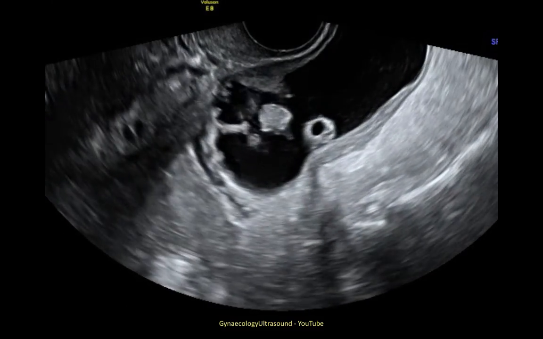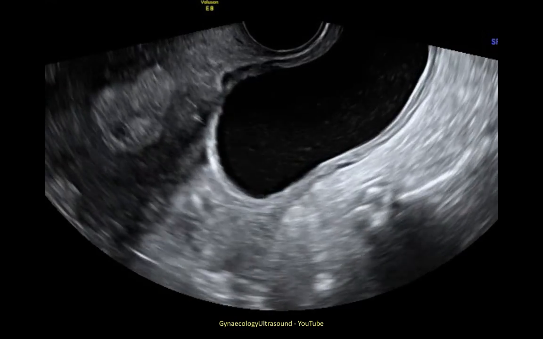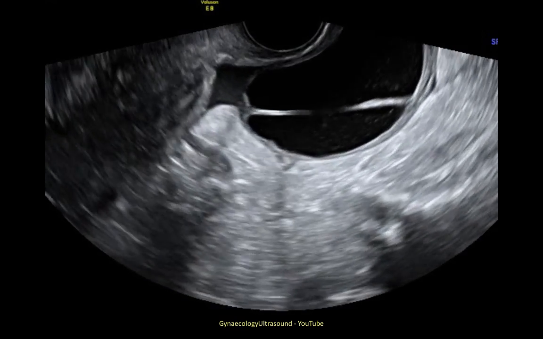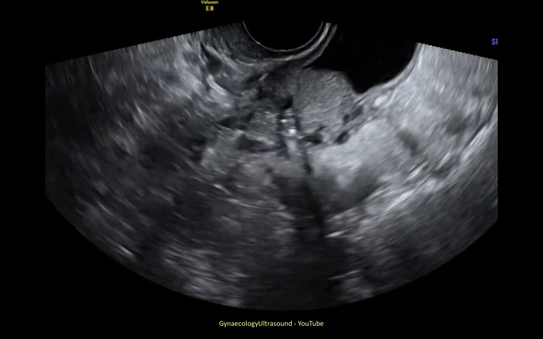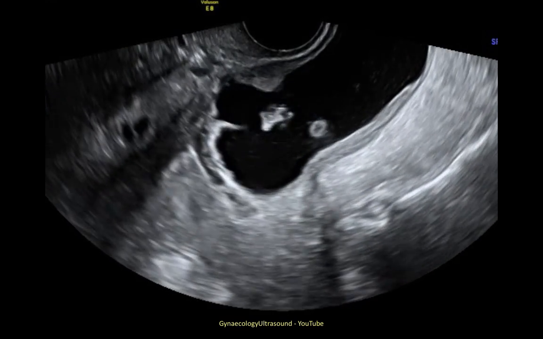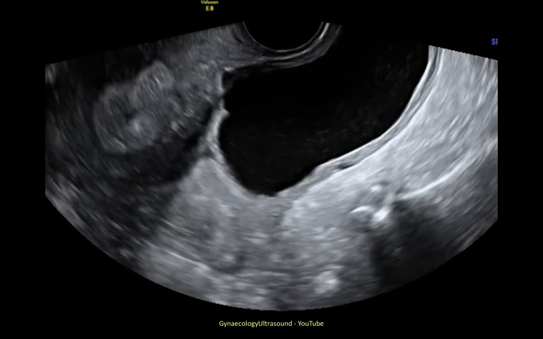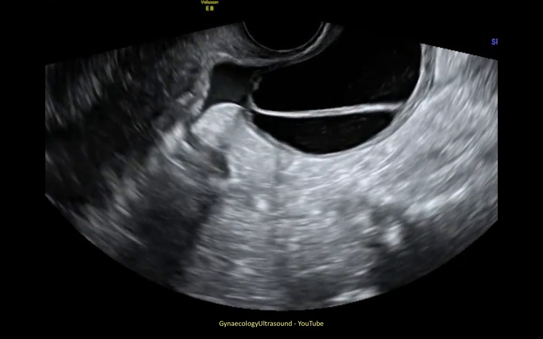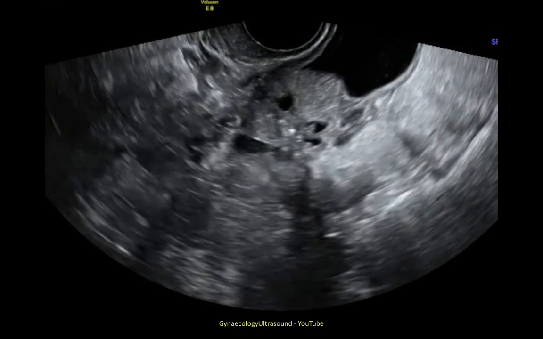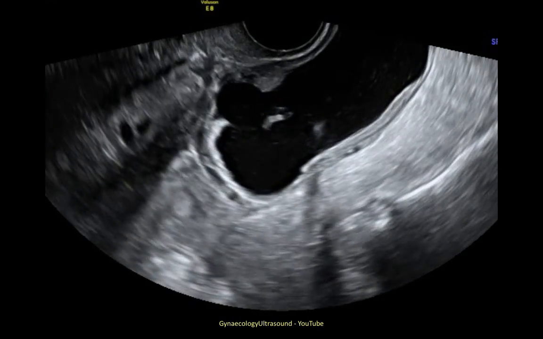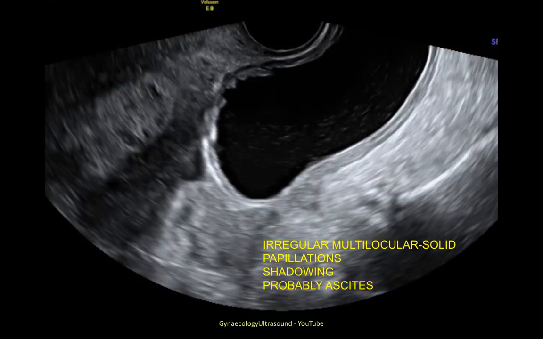This video shows an irregular multilocular solid mass with papillations, shadowing and probably ascites, but again you'd need to refer to the level of the free fluid. You can see that the internal wall is very irregular, even where there aren't papillations, it's very irregular. Irregular multilocular solid with papillations, shadowing and probably ascites.